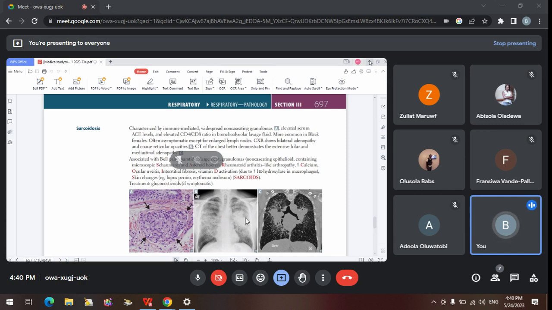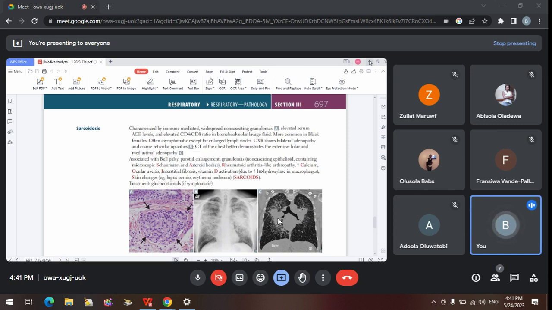And you can see it's also affecting both middle zones of the lung, those are the coarse opacities that you have. You can also see here the highlighted region is affected in the CT, and just like the X-ray, the middle zones of the lungs are both affected. This is typical of sarcoidosis.